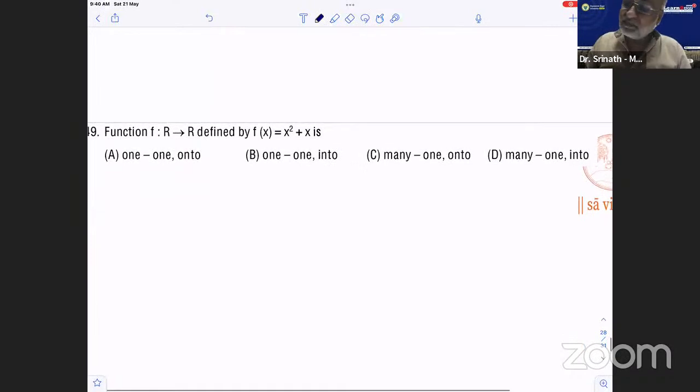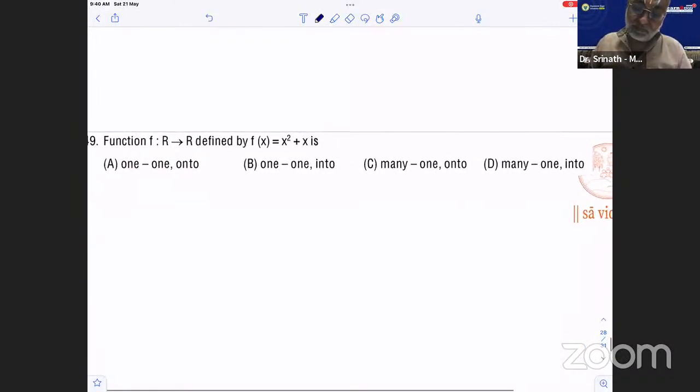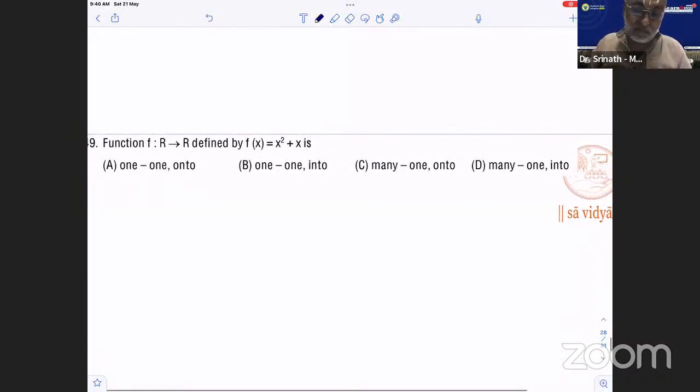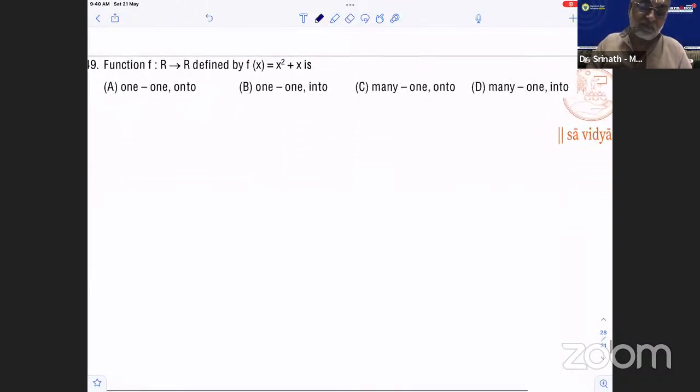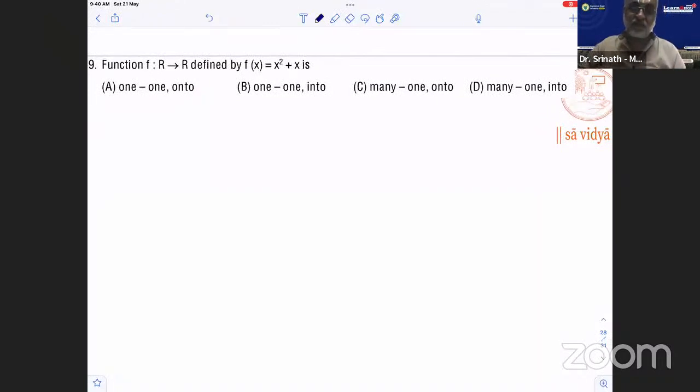Let me see. I'll give some time for this question. How many of them will answer? 49th question. F is a function from R to R. F of x is equal to x square plus x. Let me wait for 2 minutes.